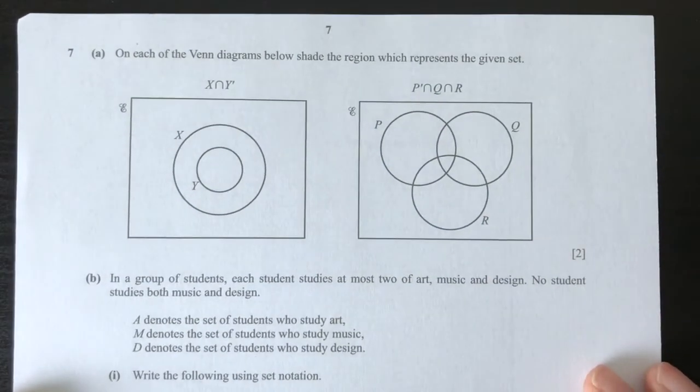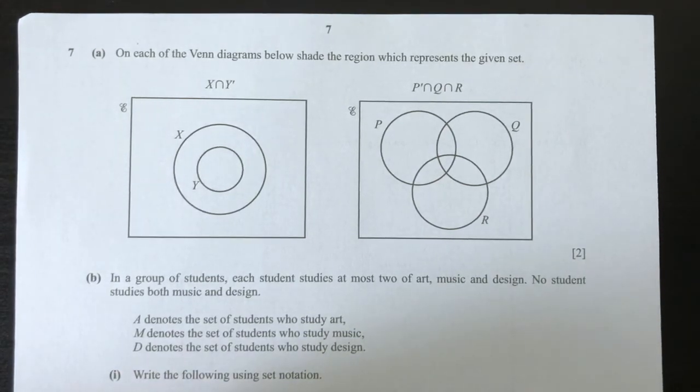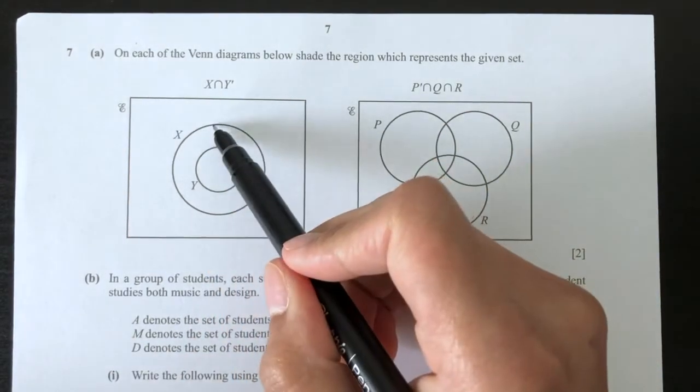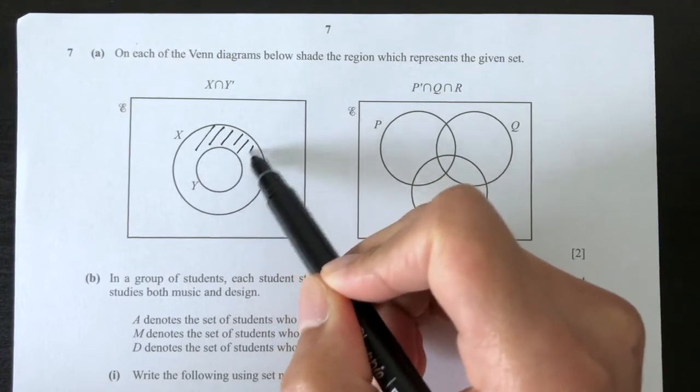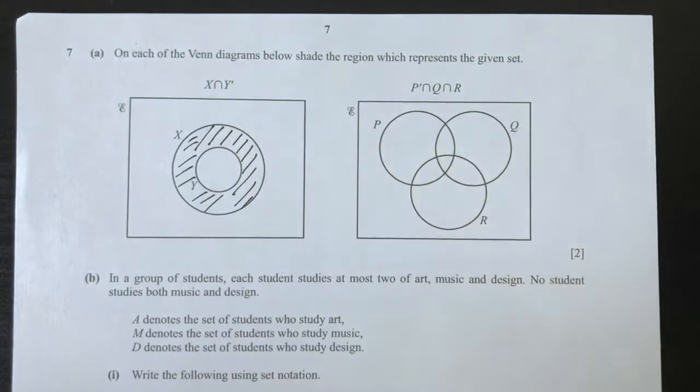Let's move on to question number 7. So on each of the Venn diagram we have below, shade the region which represents the given set. So for the first one, we have x intersecting y prime. So y prime means outside of y. So outside of y and x, that should be only x but not y. Okay, so that will be your answer for the first one.